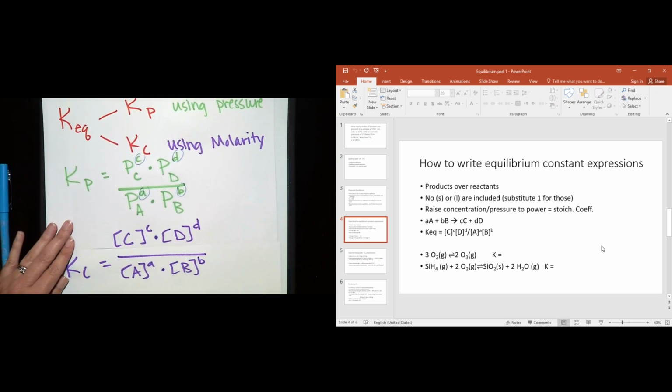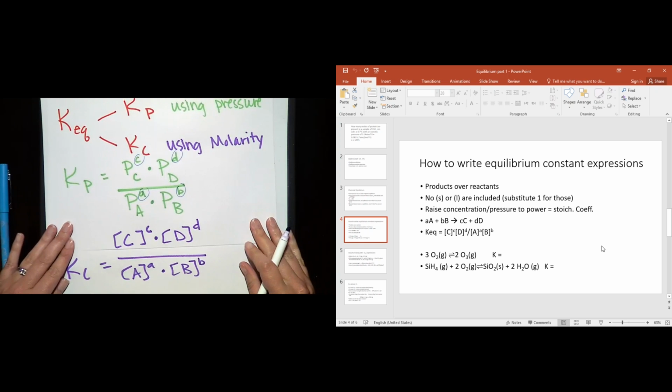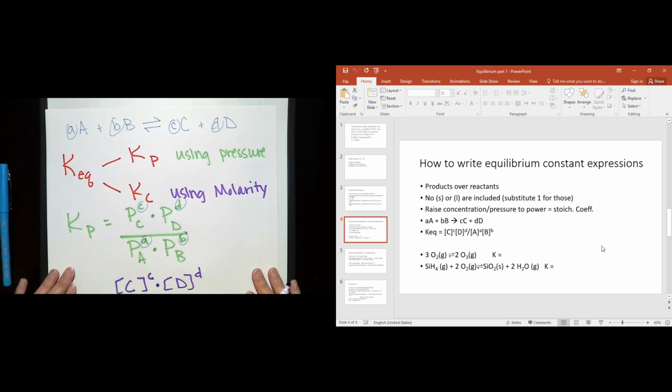All right, let me see. Can I zoom out? That's the most I can zoom out. All right, so going back, that's my reaction.